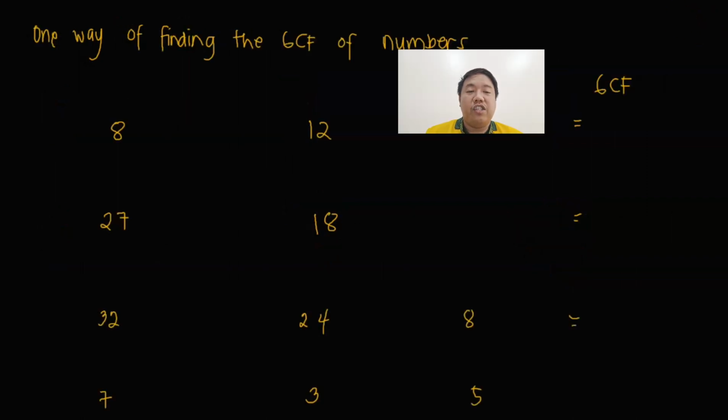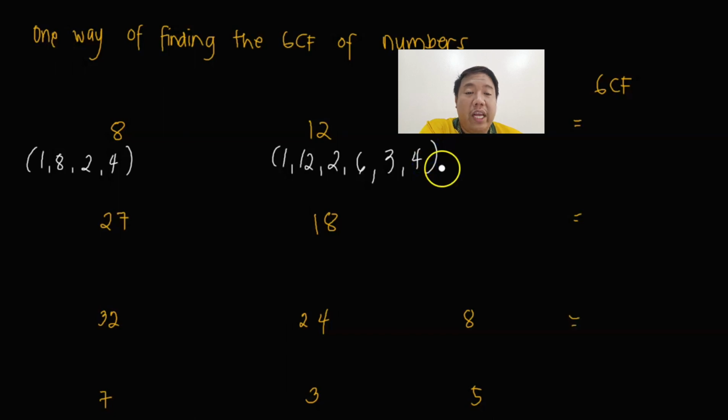So, the next one here will be one way of finding the GCF of numbers naman po. Kasi we're going to apply this one para makapag-factor by GCF. So if I have 8 and 12, how to get the GCF? So one way is to look for the factors of 8 and 12. So 8 will have the factors of 1 and 8, 2 and 4. Meron pa po ba? Wala na. How about 12? We have 1 and 12, 2 and 6, and then 3 and 4. Very good.